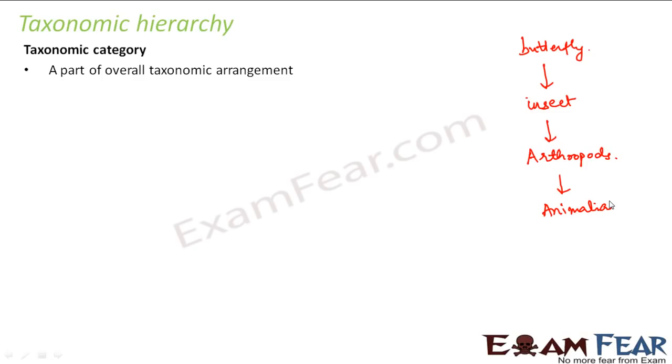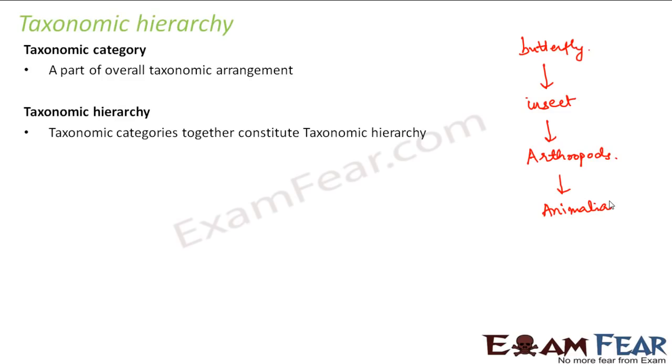So inside that falls butterfly. Butterfly is just one of the many arthropods. So we can say that butterfly is at a lower level and Animalia is at a higher level. This entire thing is a hierarchy, and each part or a single part is known as a taxonomic category. Taxonomic categories together constitute taxonomic hierarchy.